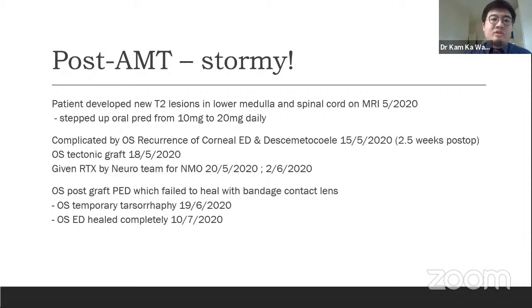During the same period of time, she developed a new lesion on MRI in her inland mole disease, and the oral steroid was stepped up from 10 milligram to 20 milligram every day. And then we noted a recurrence of the left eye corneal epithelial defect and subsequently turned into a descemetocele. She was then treated with a tectonic corneal transplant, and the transplant did not heal very well, which eventually required a temporary tarsorrhaphy, and it took about 2 months for the defect to heal completely.